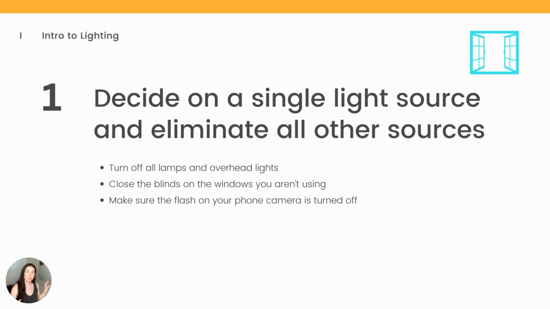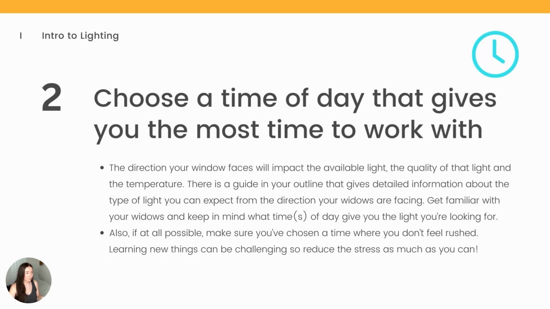Also, make sure the blinds are closed. If you have a room that has multiple windows on different walls, you want to close the blinds or close the curtains on the windows that have light coming through that you're not currently using specifically for your scene. And you also, very importantly, want to make sure that the flash on your camera is turned off, because we don't want to be using any flash for the shots that we're going to be taking.